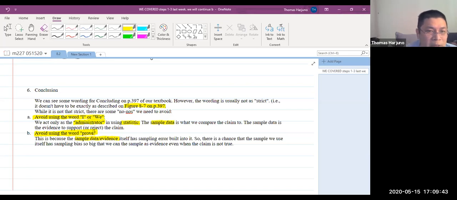And because the sample data may have some sampling error or sampling bias built in, there is also something called non-sampling error, non-sampling bias. But that one we may be able to avoid, while sampling error, the error that comes from the sample, is something we cannot avoid. It may happen, and it is possible that the sampling bias is so big such that we say the claim is not true. So it can go either way. So avoid using the word proof. That's a big no-no.